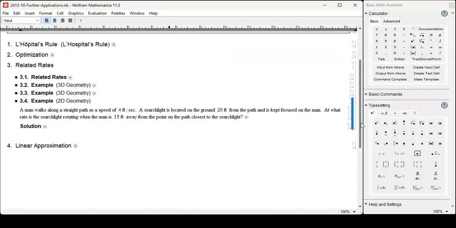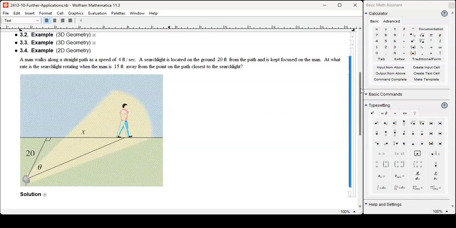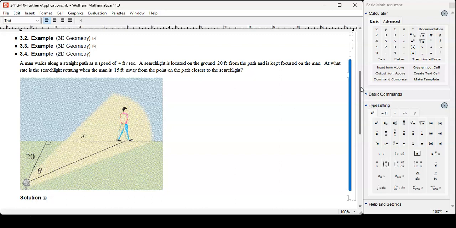How about the next problem here? 2D geometry, so this may be a bit easier. How about a picture here? Okay. A man walks along a straight path at a speed of 4 feet per second. A searchlight is located on the ground 20 feet from the path. Yes, 20 feet from the path. And is kept focused upon the man. At what rate is the searchlight rotating when the man is 15 feet away from the point of the path?